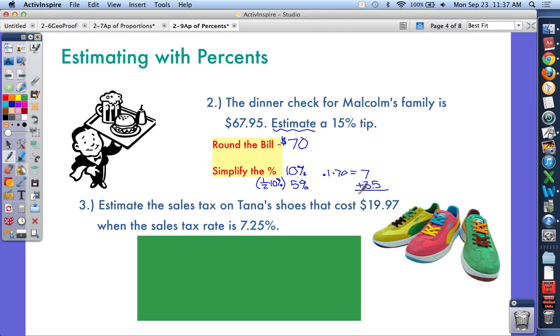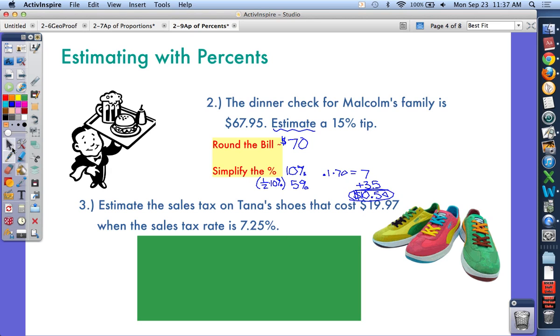So to sum it up, a good appropriate tip would be about $10.50. Now you try the next one, estimating the sales tax on Tana's shoes. Pause the video, try it, write down your work, and then press play.